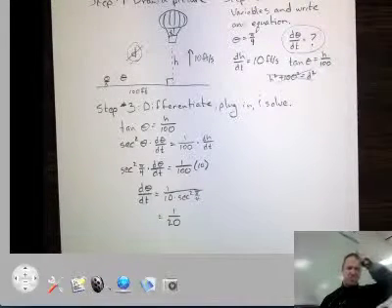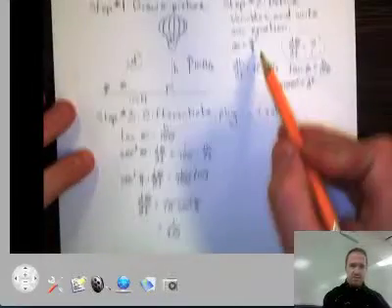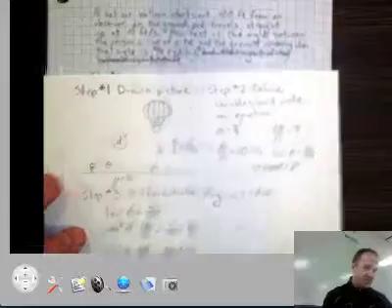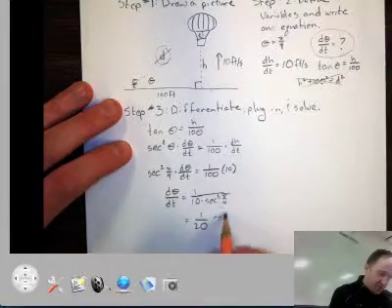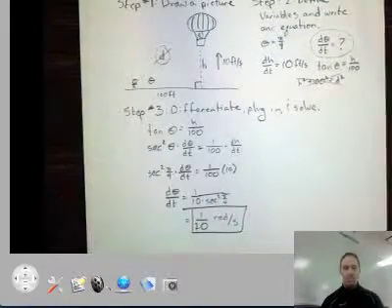Now, what are the units for the d theta/dt? Well, our theta up here was in radians, and our time units were seconds. So our answer here is going to be in radians per second. And that is d theta/dt, which is what we were looking for.